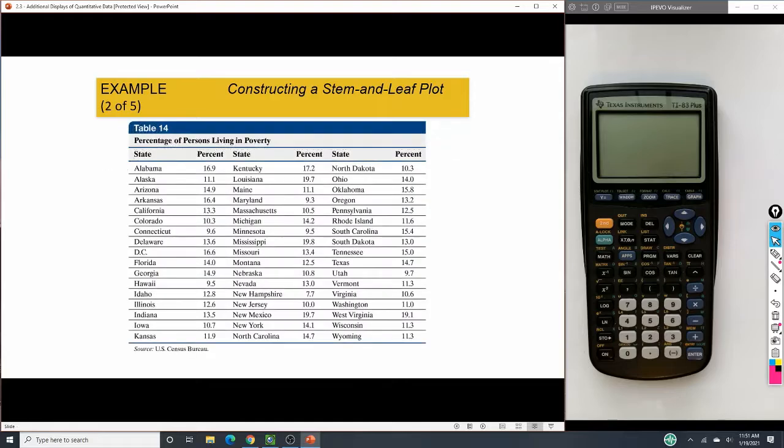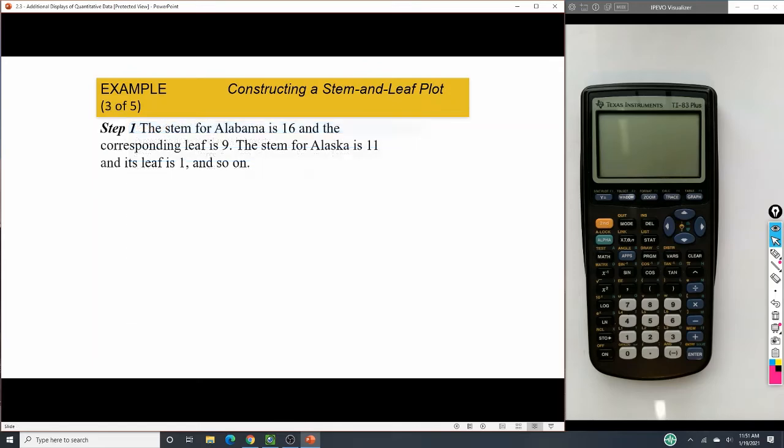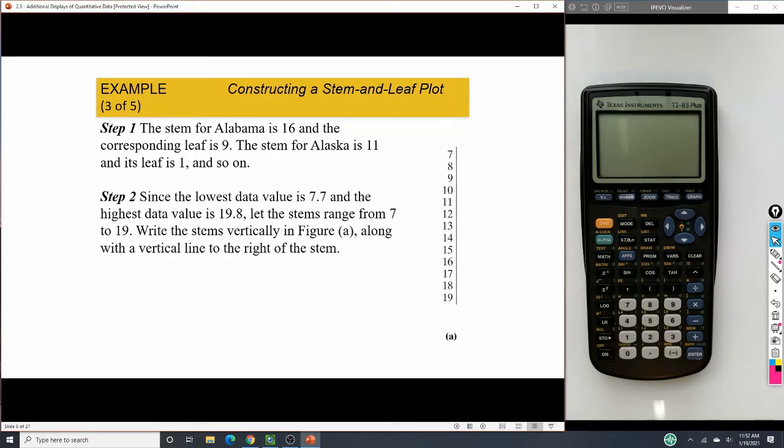All right, let's look at this table. We have all these decimals, so 16.9 and so forth. We're looking at persons living in poverty per state. The number after the decimal, in the tenths place, will be our leaf in this case, and our whole numbers will be the stems. So for instance, the stem for Alabama is 16 and the leaf is 9, and so forth. We would start there.